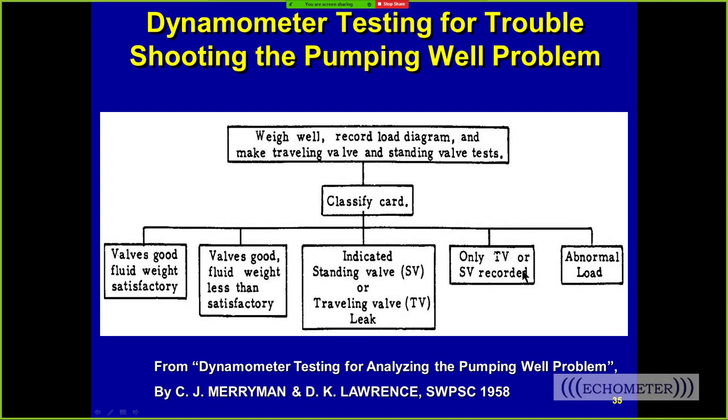This is an example out of the Southwest Petroleum Short Course. I said 1954, it's 1958. And it's using the weighted rods and fluid to classify the loads. And so we're going to weigh the well, and back in 1958 they didn't have a downhole pump card that they could calculate, so they just had a surface measurement of load and position.